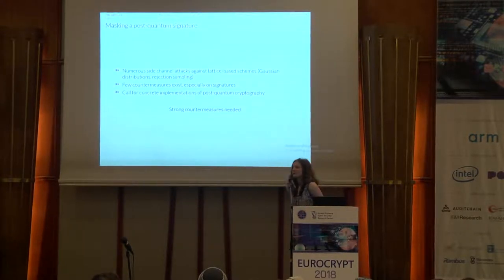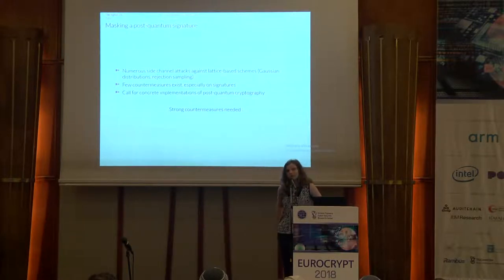So why masking a post-quantum signature? There have been numerous side-channel attacks against lattice-based schemes today because they use new features like Gaussian distributions or rejection sampling, and those two features are threatened by, for example, cache attacks, timing attacks, and differential power analysis attacks. And those attacks can recover the secret easily. For example, in AES, those kinds of attacks can recover the secret in minutes or even in seconds. So those attacks are very powerful.